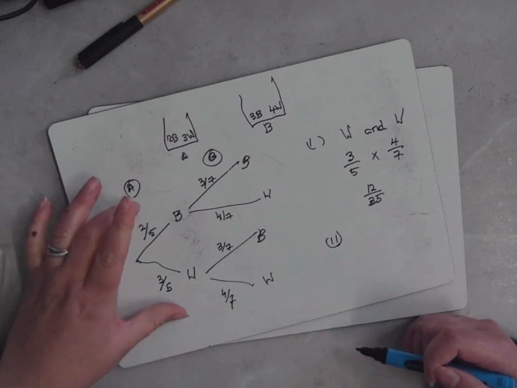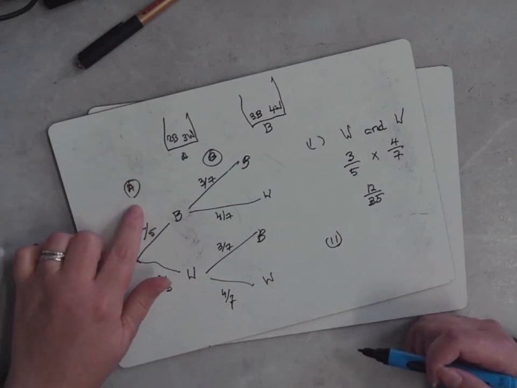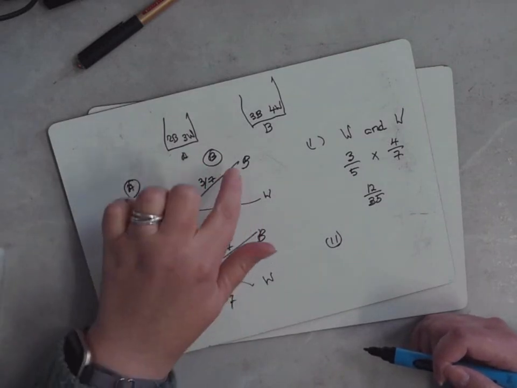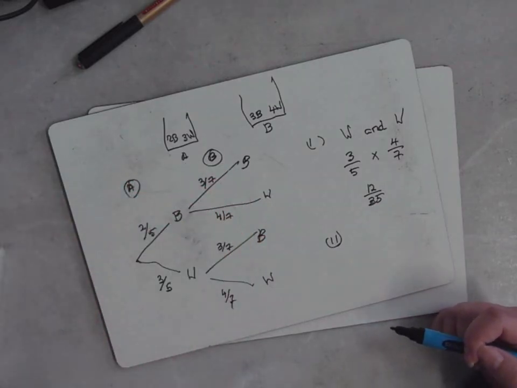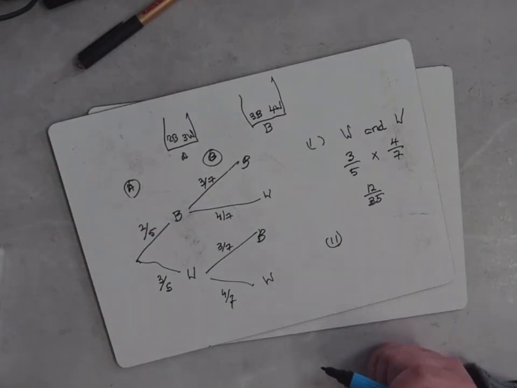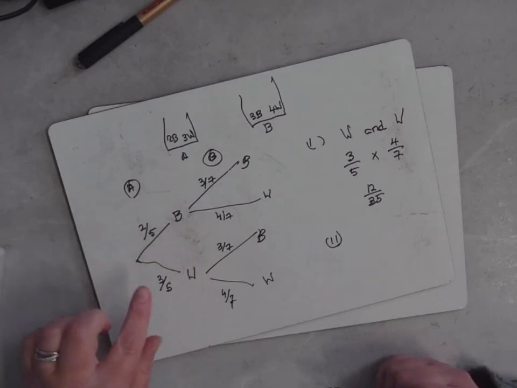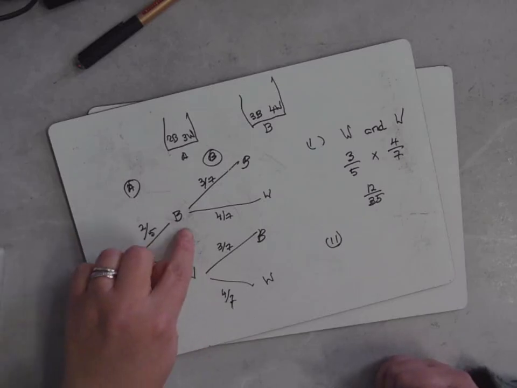So these are the probabilities for bag A, that's why A is written up here, and these are the probabilities for bag B because bag B is written here. Why is there 2 things twice? Like for bag B, why did you write that twice? Because from bag A you could pick blue or white.